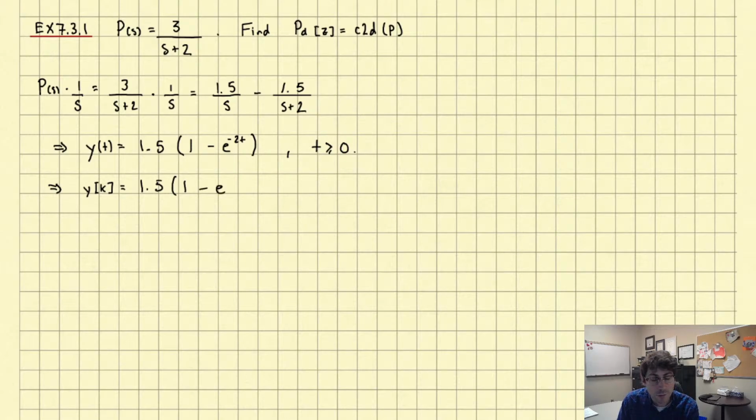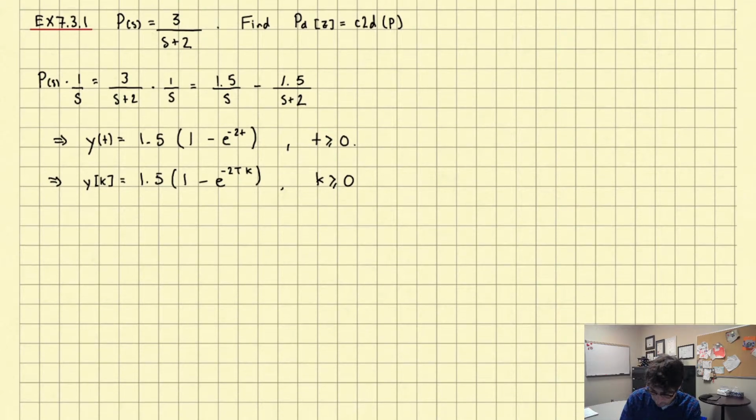What does sampling mean? Everywhere you see the time variable, replace it with k, the discrete time index, times the sampling period. So I'm going to write this as negative 2 to the power of, or times k, sorry, for k greater than or equal to 0. Take the Z transform of this.